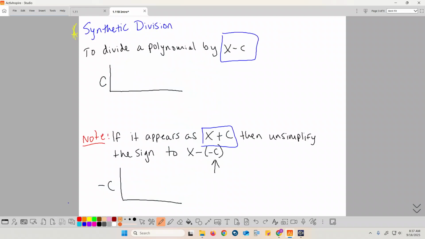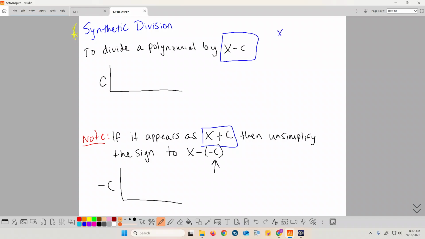Okay, let's talk about synthetic division. Synthetic division is a nice shortcut, right, to using long division, but we usually use it when we have a more basic divisor, okay? Something like x plus some value, let's say x plus c or x minus c.